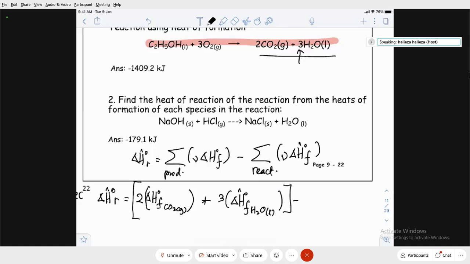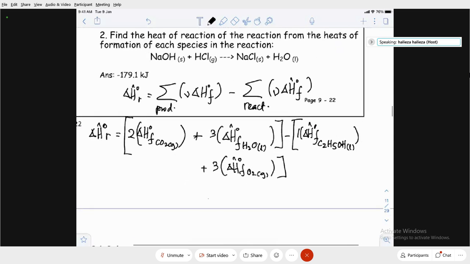Minus the reactants. Your reactant, there's 1 in front of the, what is that? That is ethanol. So 1 times the heat of formation of ethanol, C2H5OH, that is in a liquid phase. Plus, there's another term, you have 3 in front of your oxygen, 3 times the heat of formation of oxygen, and obviously oxygen will be in a gas phase. Okay, so close your bracket for the reactants.